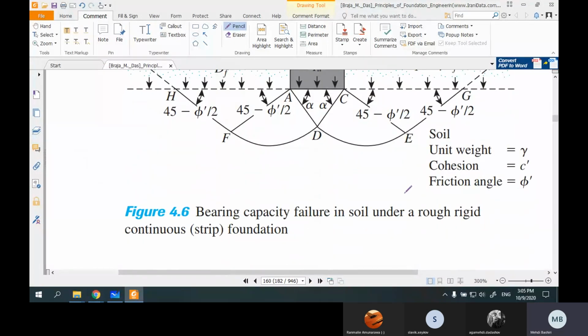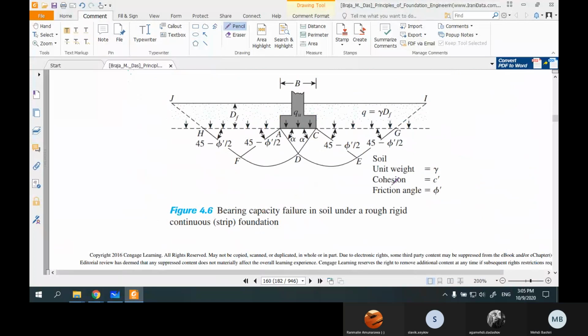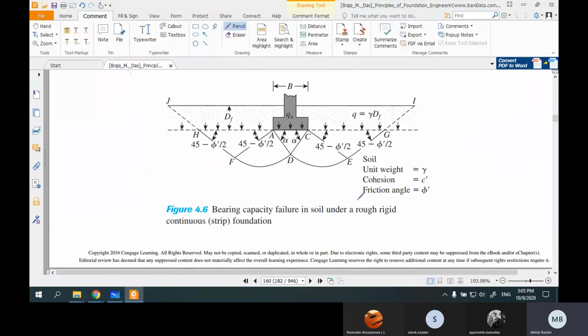The other one is cohesion, and the other one, as I said, is the soil here, the condition of the soil here. Sometimes you have water near the bottom of the foundation. Sometimes you don't have any water here, and you have to consider the effect of this soil below this foundation.